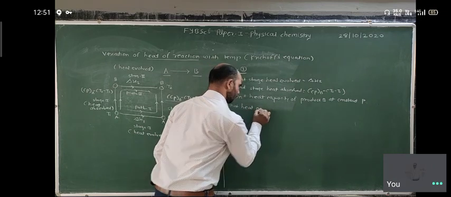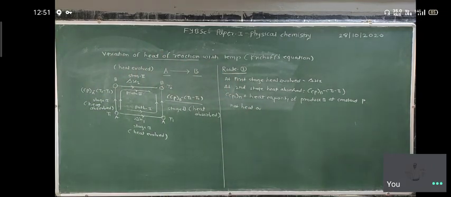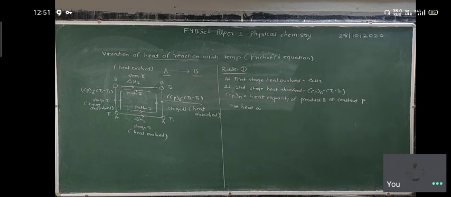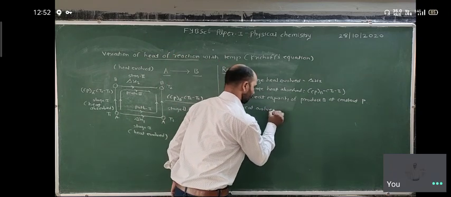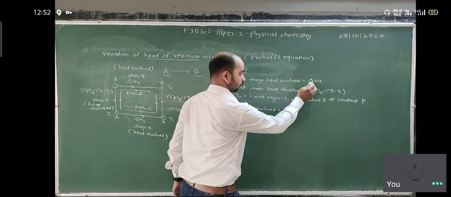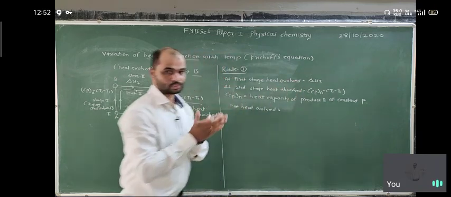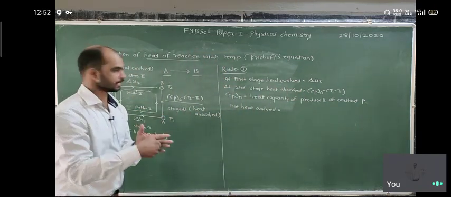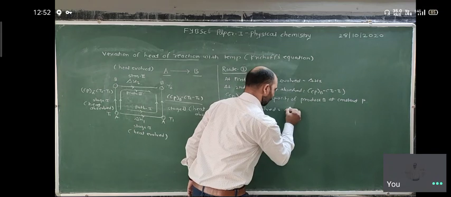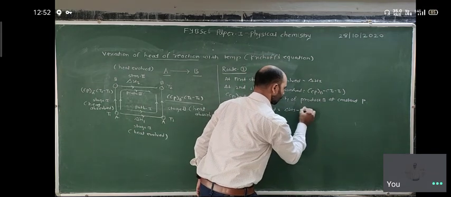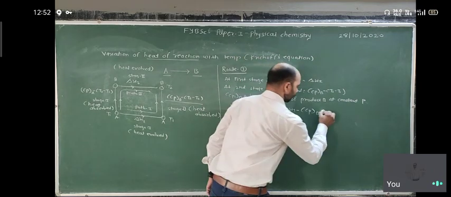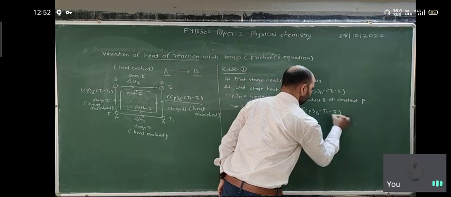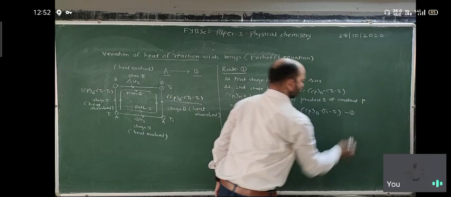net heat evolved, which is heat evolved in the first stage minus heat absorbed in the second stage. So delta H1 minus heat capacity at constant pressure of B times T2 minus T1. We get this as the first equation.